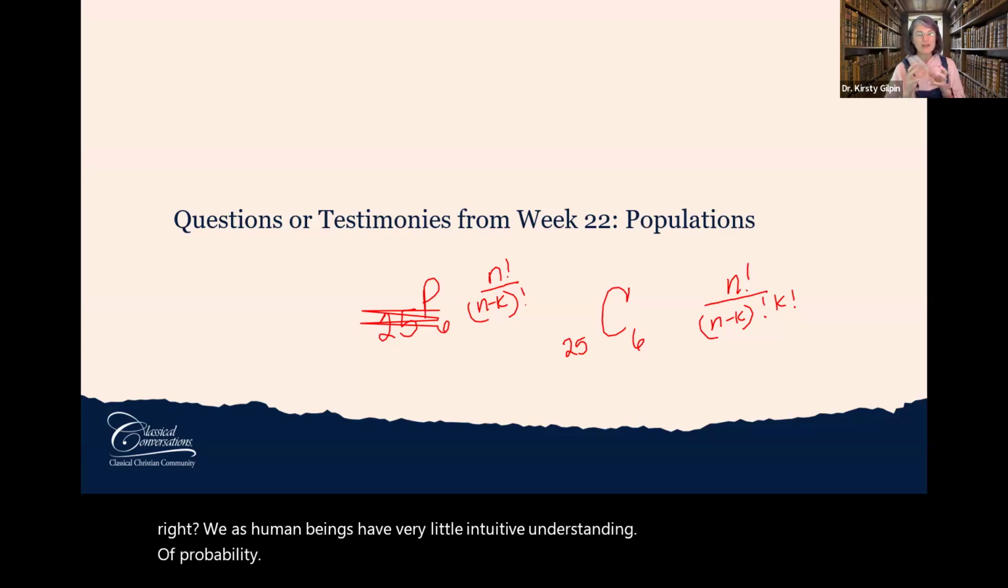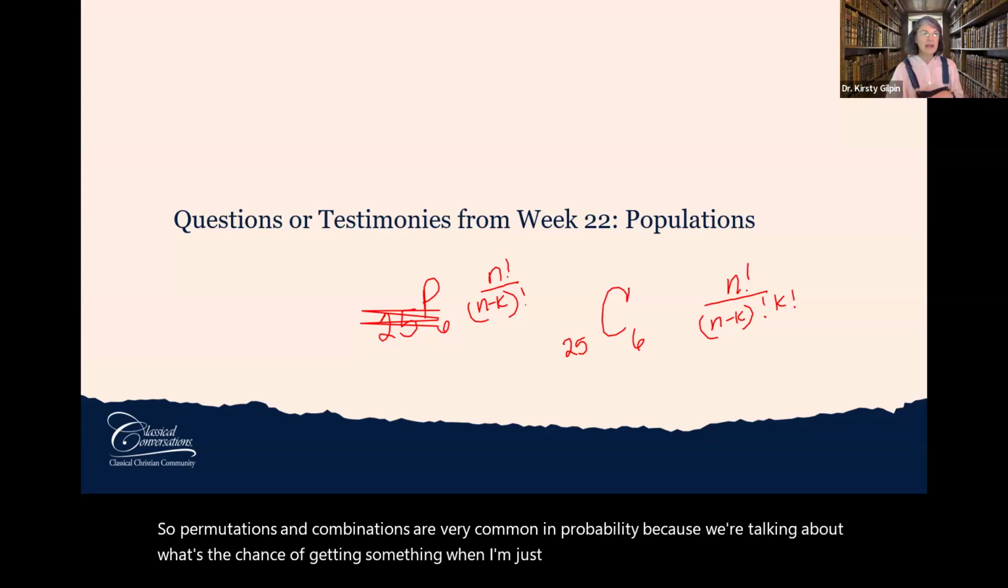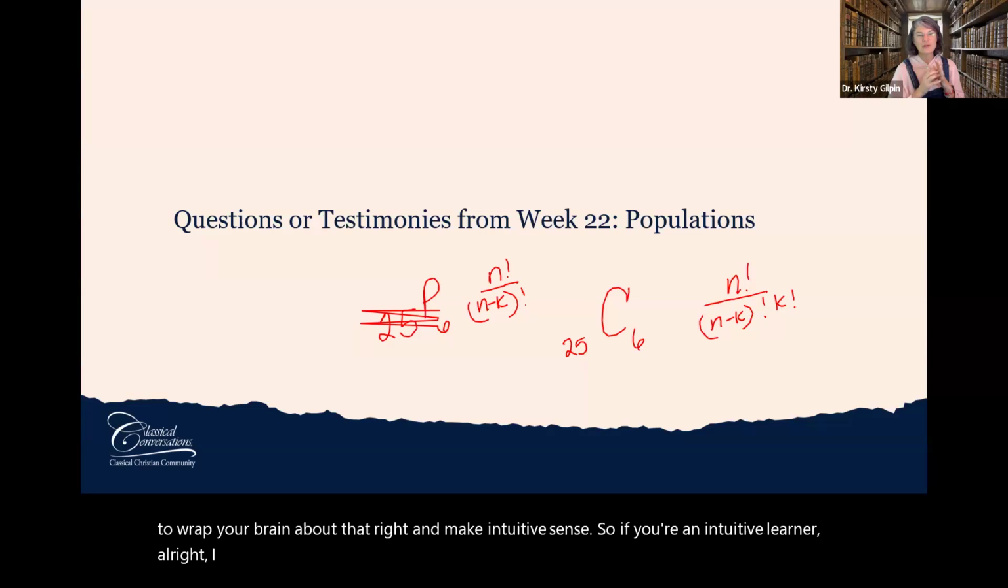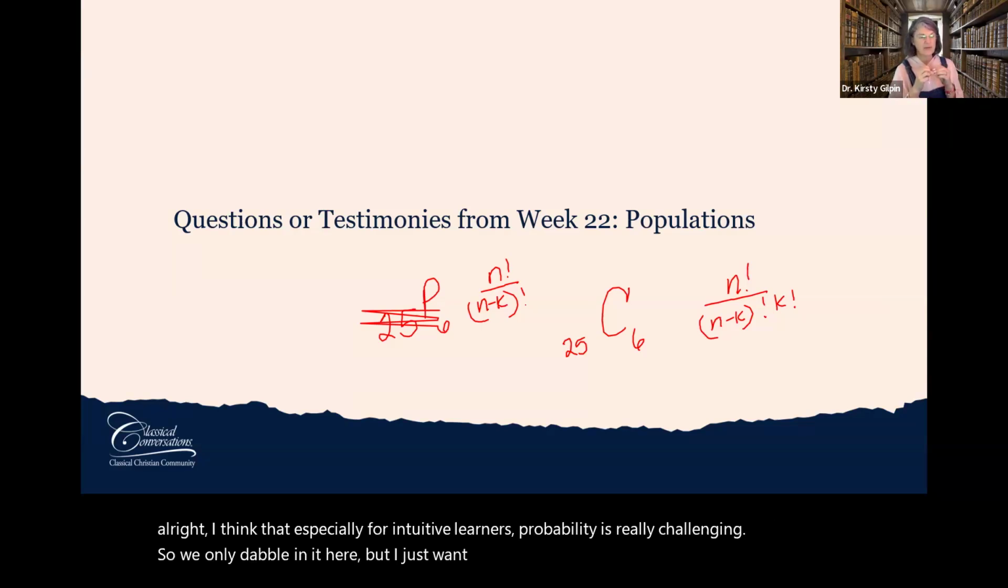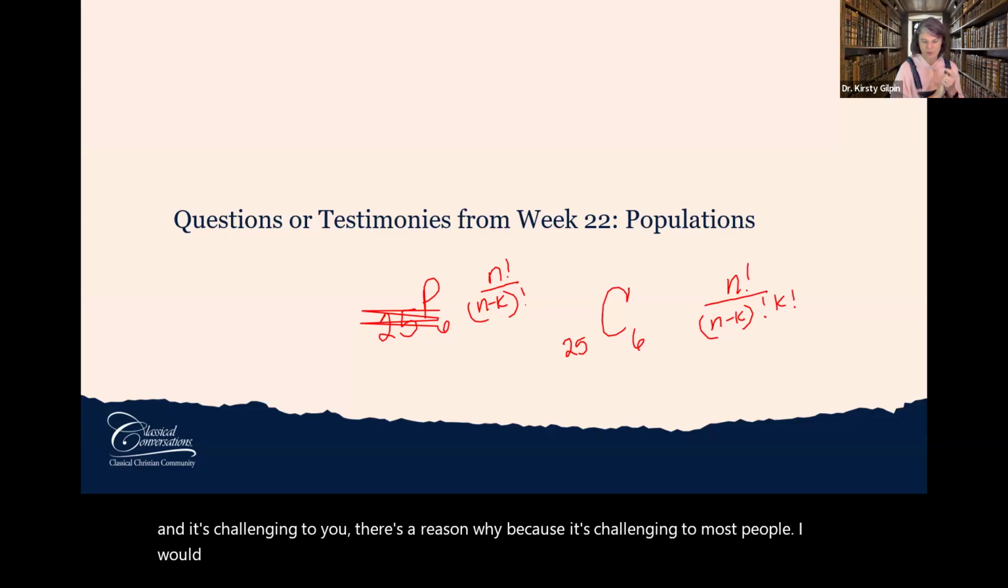So permutations and combinations are very common in probability because we're talking about what's the chance of getting something when I'm just looking at a few at a time. And it is hard to wrap your brain around that and make intuitive sense. So I think that especially for intuitive learners, probability is really challenging. We only dabble in it here, but I just want to encourage you that if you look at the probability and it's challenging to you, there's a reason why, because it's challenging to most people. I would think challenging to just about every person.